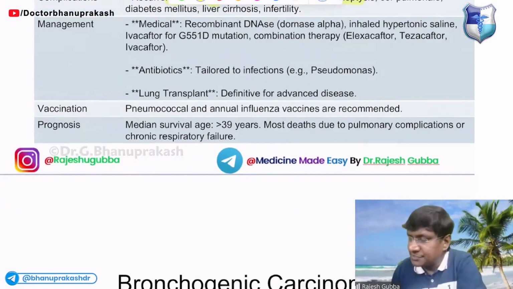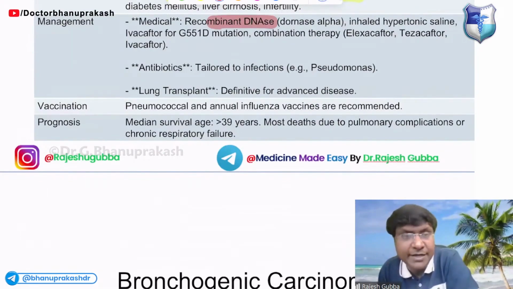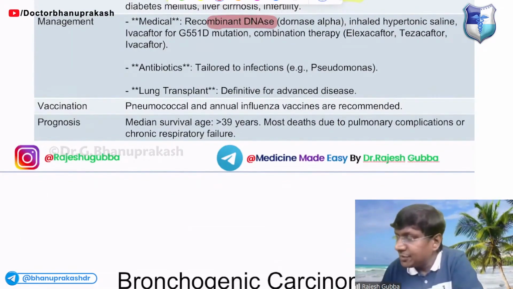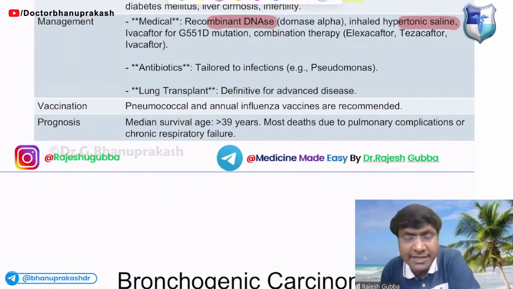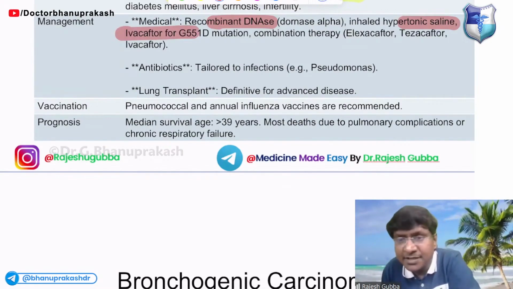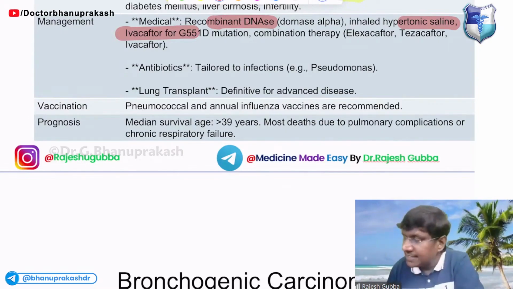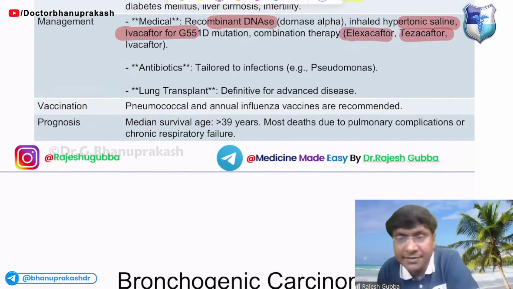Then how do you treat these patients? So treatment is that you need to give recombinant DNase, mainly to liquefy the sputum, and hypertonic saline that will draw the water across the epithelium, and that will also cause liquefaction of the sputum. Then you need to give ivacaftor. Ivacaftor will improve the chloride conductance. That is the reason why you need to give ivacaftor, or the other combinations that can be given are elexacaftor or tezacaftor.